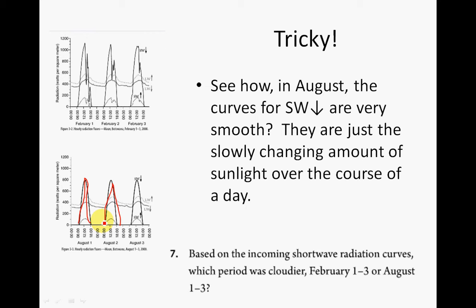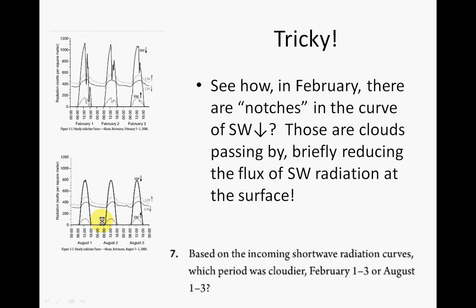In contrast, if you look at February, see how there are these notches and divots in this solar radiation curve, shortwave down? Each of those is when a cloud was passing by, briefly reducing the flux of shortwave radiation down to the surface. So the right answer is that February was cloudier at this location. Number 8 was too easy. I didn't even bother making a little key there.